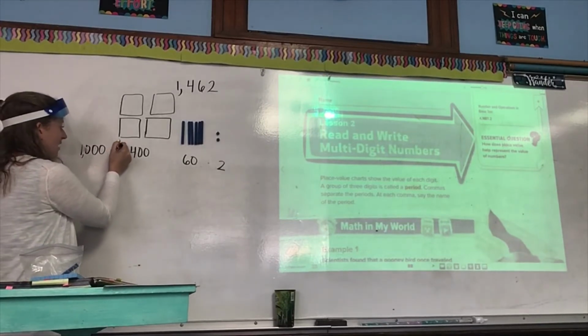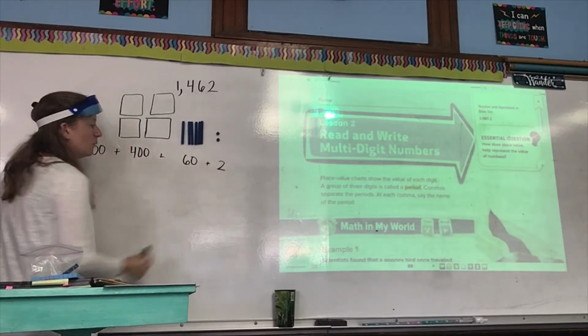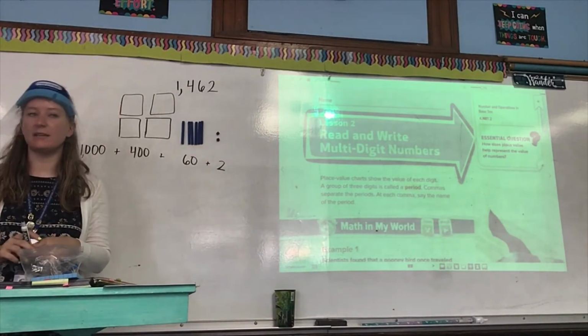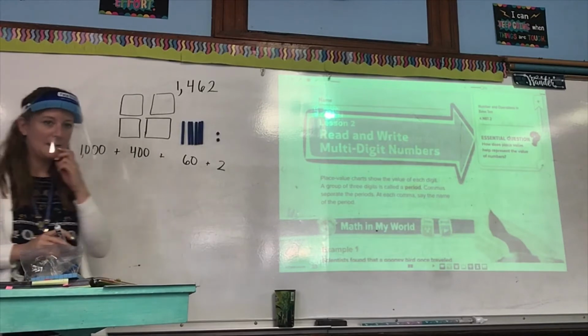So if we add all of these values together, what are we going to get? Smith?